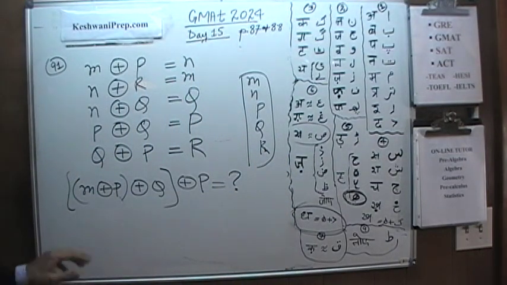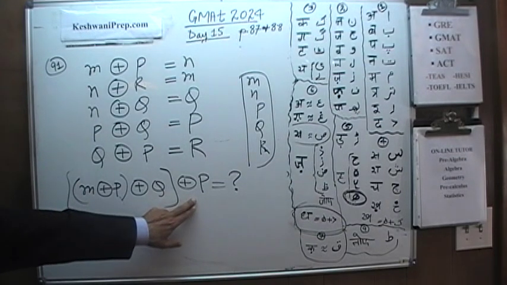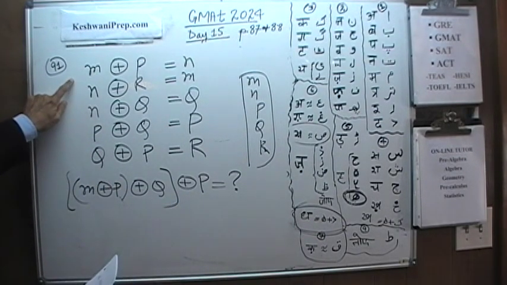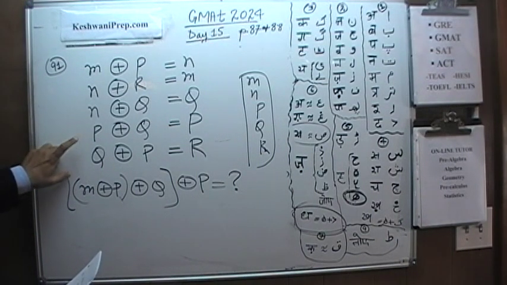Let me just make sure I didn't make a mistake. M and P, then Q, then P. MP equals N, NR equals M, NQ equals Q, PQ equals P, and QP equals R. Go ahead and do it yourself. Pause the video.